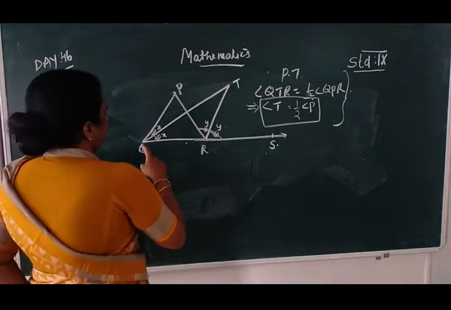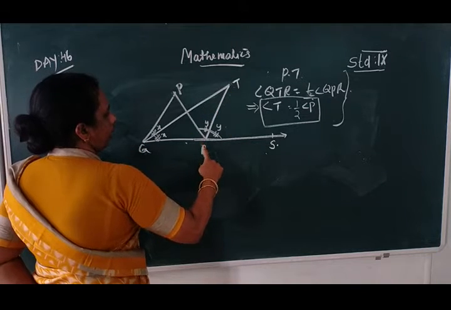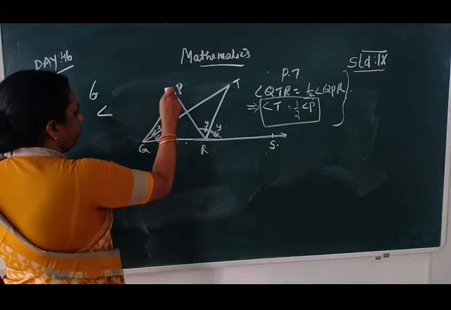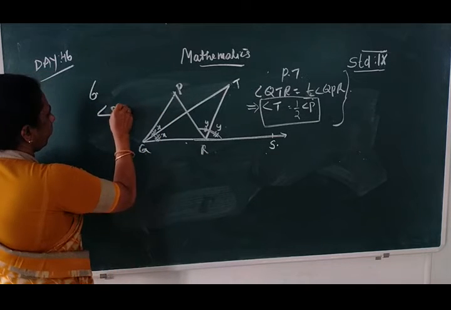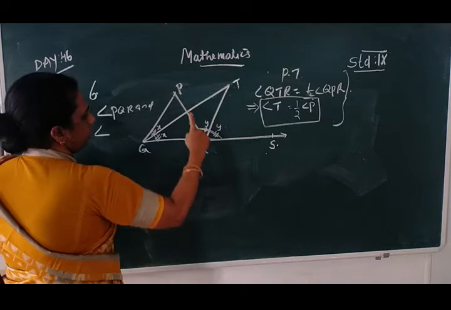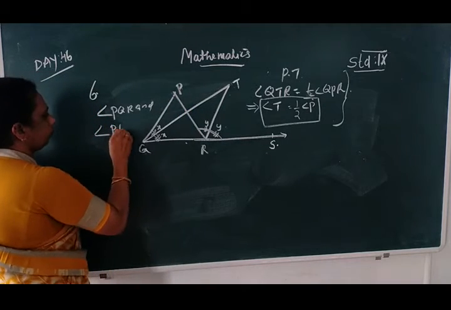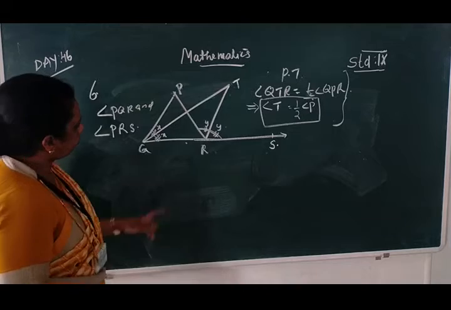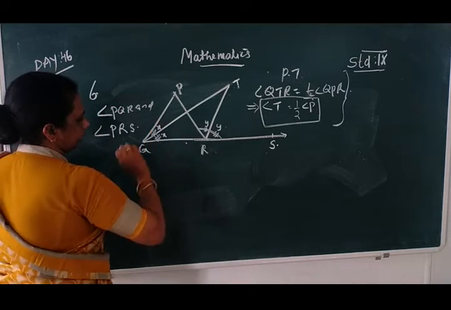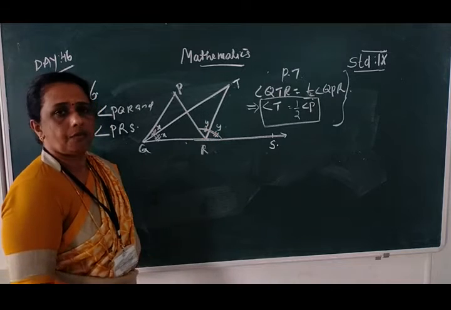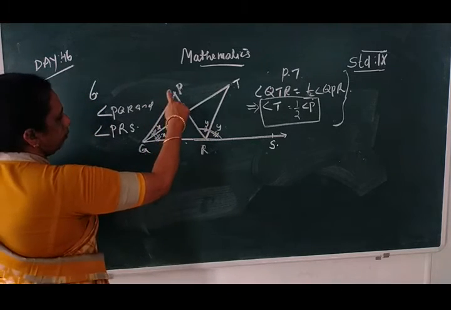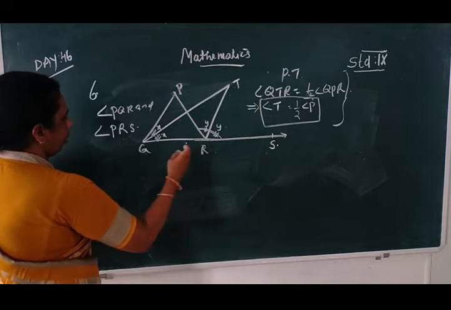Listen. QT and RT are the bisectors of angle PQR and angle PRS. That is given. Therefore, these two angles are equal, and I am taking them as x. And these two angles I am taking as y. Okay. Then the proof, listen. Consider triangle PQR.